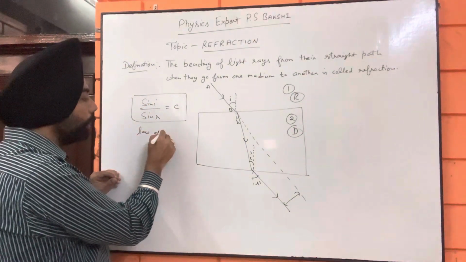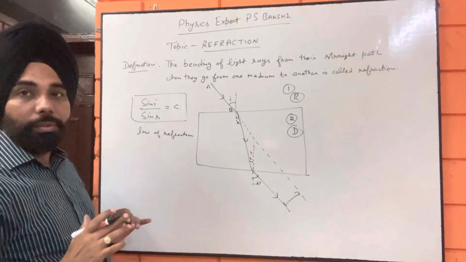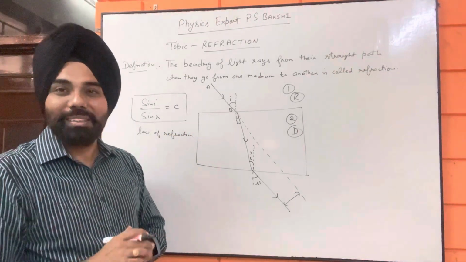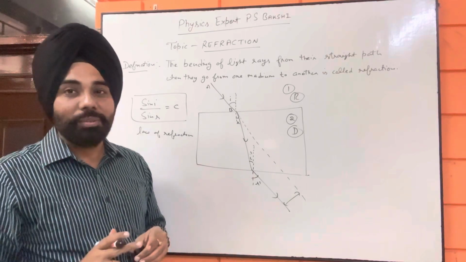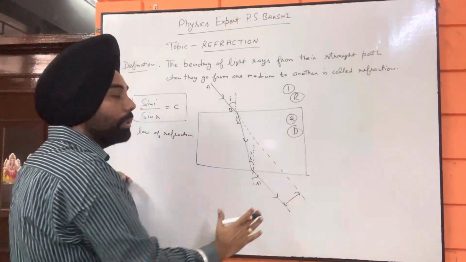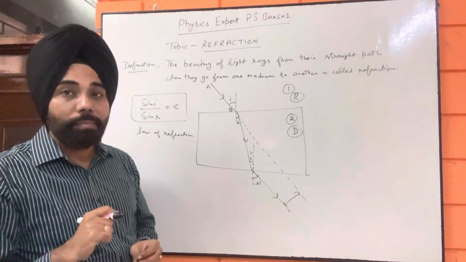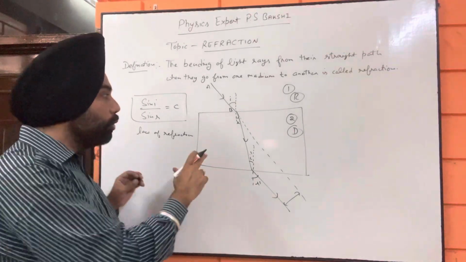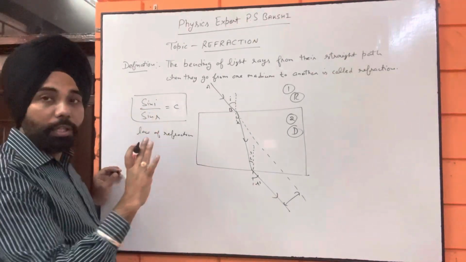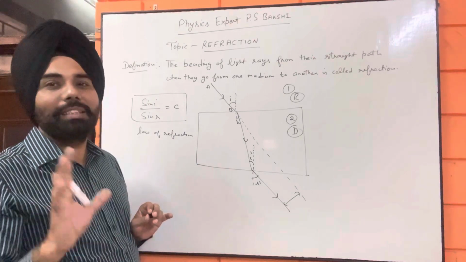That is known as the law of refraction. Now how does this happen? What is this constant? This constant is basically the refractive index. Now what is refractive index? Refractive index is the ratio of the speed of light in vacuum to the speed of light in that particular medium. Now how does this relate to our topic here? I will tell you a very easy way to remember it, so you are not going to forget these things.